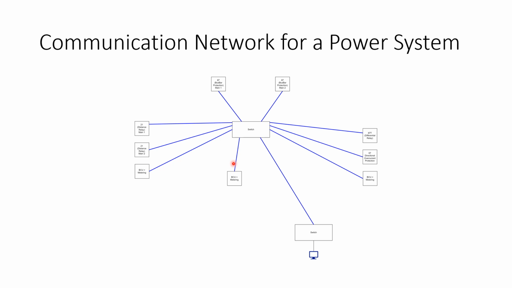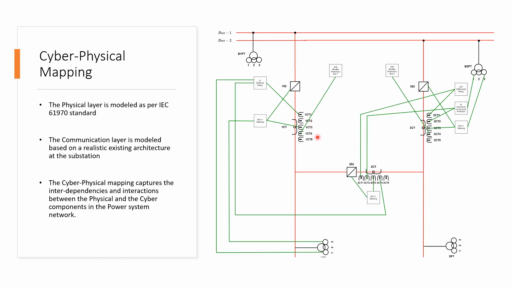So suppose there is any overcurrent or any physical layer contingency, these devices come into action. Now, typically this is how it is mapped. The physical layer along with the communication layer, there are some interactions happening, as you can see in the green section.